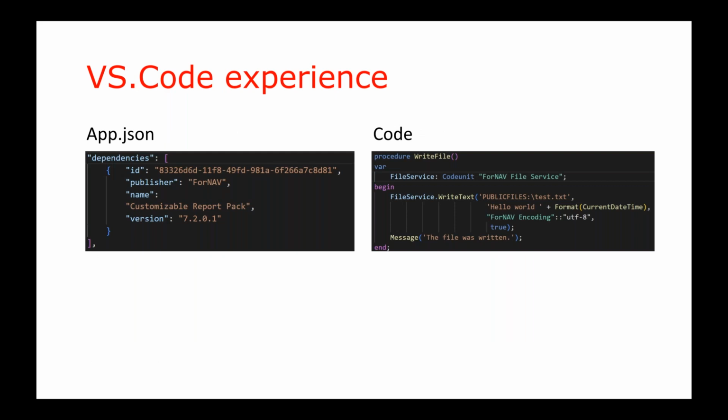The next thing you need to do is create a Visual Studio Code project, and you need to add a dependency to the Customizable Report Pack, and then you can actually start writing code. You can see in this example on the right side, I have a write text call in there and it uses this public files alias I created. So this is how you do it, and then you can simply write everything in the subpath underneath and do your file magic in there.